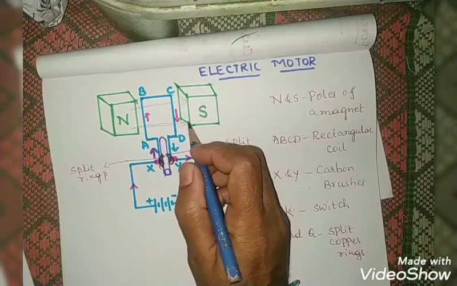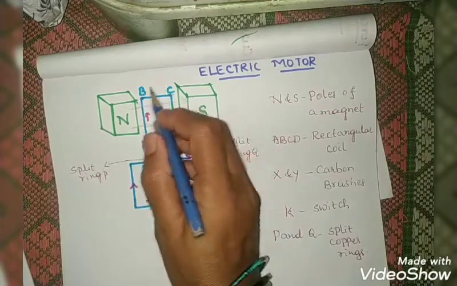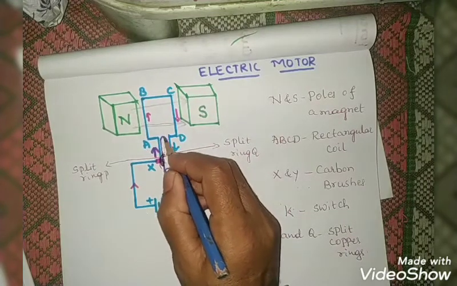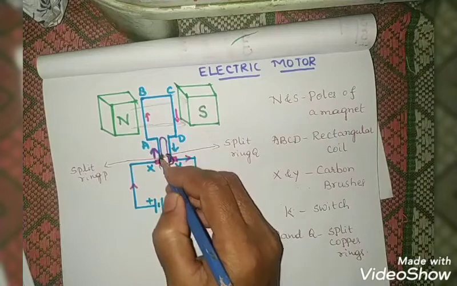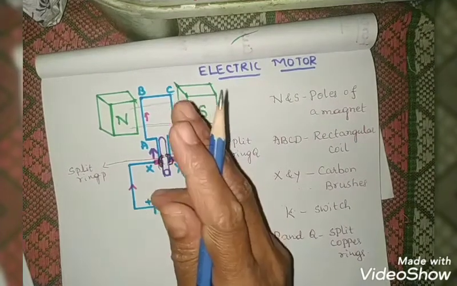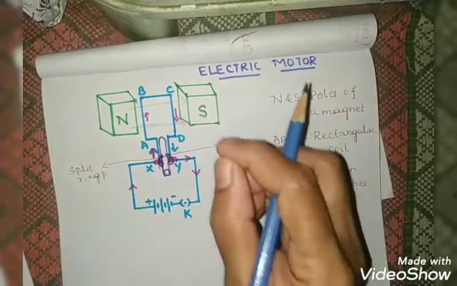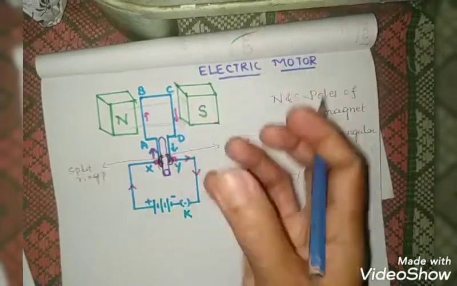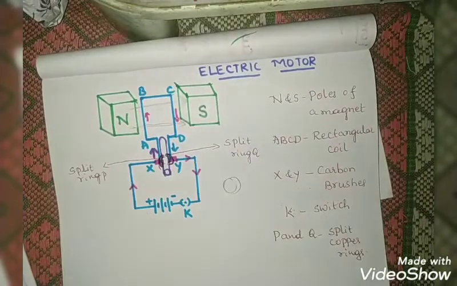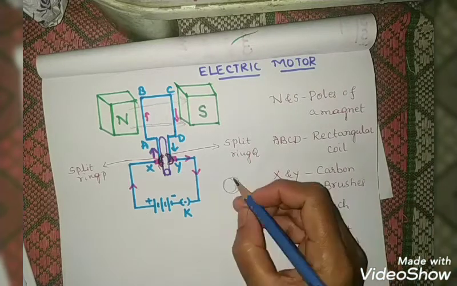The ends of the coil, this is now the coil, right? These ends of the coil are connected. Here one end, here another end. They are connected to the two halves of a copper ring. A ring is there, a copper ring. The copper ring will be like this. You can see it is a copper ring.